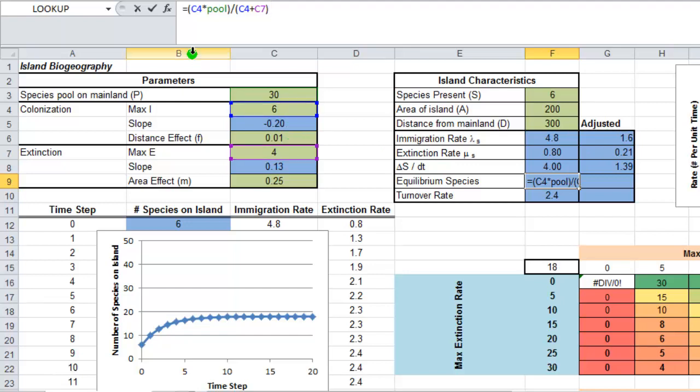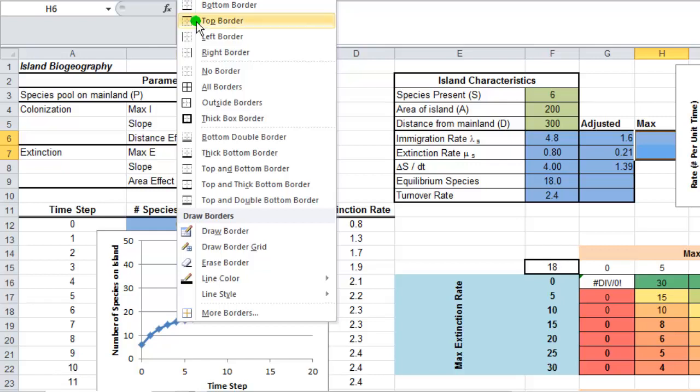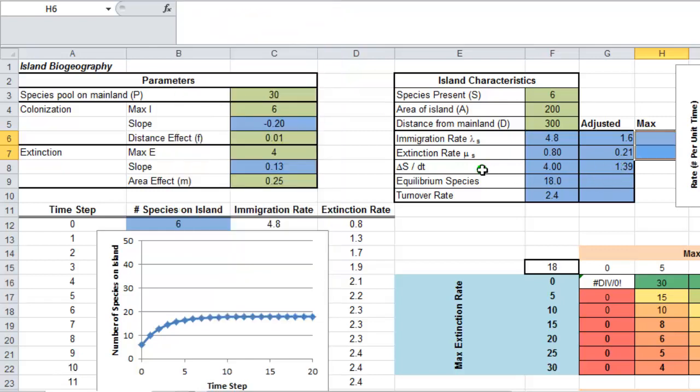So we need to do a little bit of manipulation here to recompute what our maximum values are going to be. And I'm just going to label those max. So we're looking for the maximum immigration rate, and that will be computed in cell H6. And then we're looking for the maximum extinction rate, and that will be computed in cell H7. Once we have these two rates, we'll be able to simply use the exact same equation we used here, but now compute our equilibrium species with these distance and area adjustments.